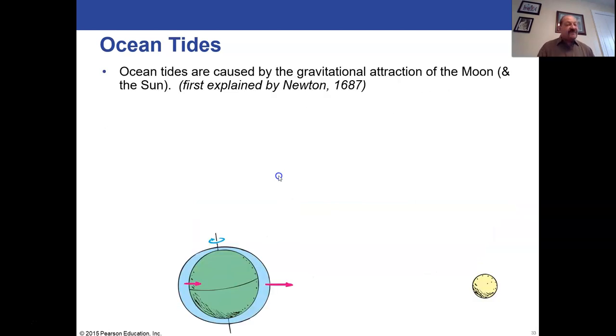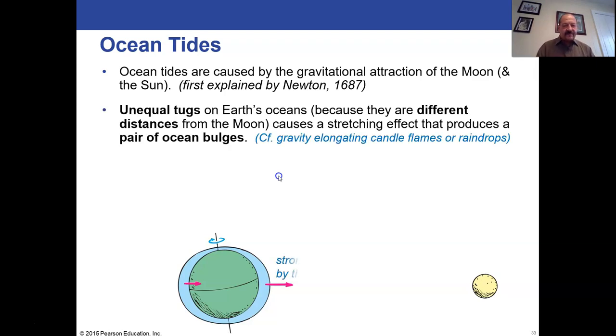Well, turns out gravity is the reason for this. Gravitational tides are caused by the gravitational attraction of the Earth and the moon. Mostly the moon, but also the sun to a somewhat lesser extent. And Newton figured this out as early as 1687.